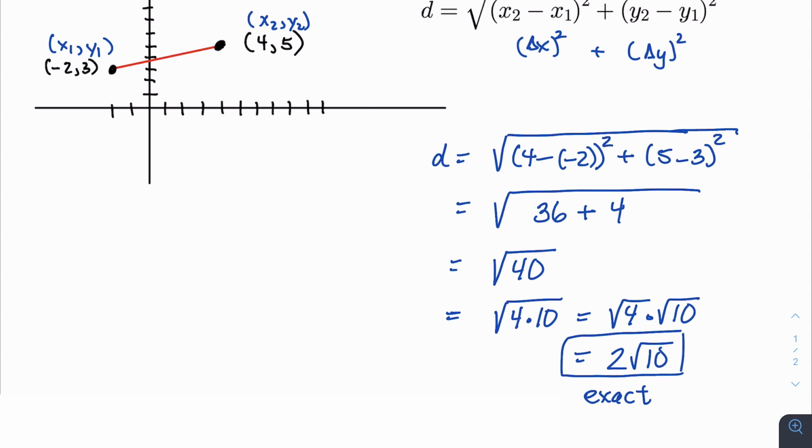If you want to approximate it, naturally you can take a calculator and type in the square root of 40 or 2 times the square root of 10, and they should both give you the same result. And we know that 2 times square root of 10 is simplified because there is no other perfect square factor that divides into 10 evenly. So there is a demonstration of the distance formula.